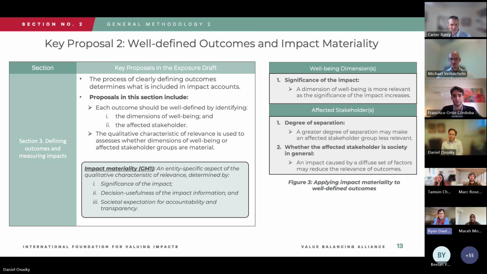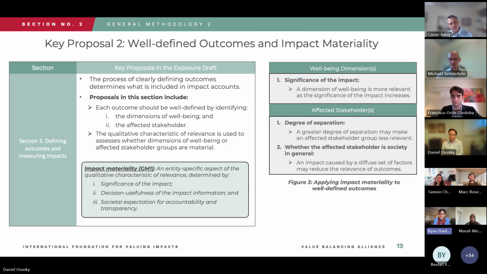So first, the process of clearly defining outcomes determines what is included in impact accounts. So this stage is really important. While impact drivers establish connections between the company and the impact, and monetary valuation turns all of the impacts into a commensurable monetary unit, it is the well-defined outcome stage where we actually set the scope and decide what is included in an impact pathway.